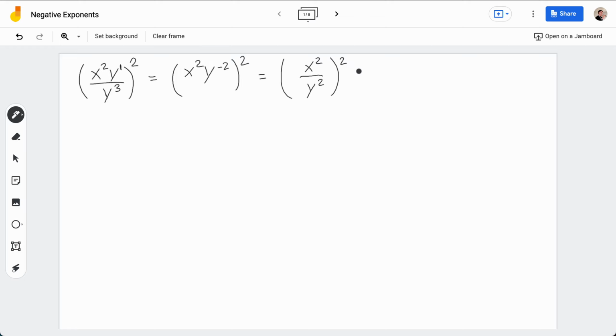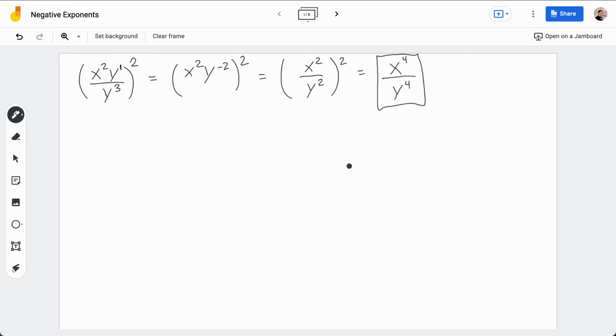So I distribute the 2 in. Remember, whenever you have an exponent raised to an exponent, you multiply them. And if you have multiple things in here, it hits everything in here. So this is going to turn into x to the 2 times 2, which is 4, divided by y to the 2 times 2, which is 4. And that's it. That's your answer.